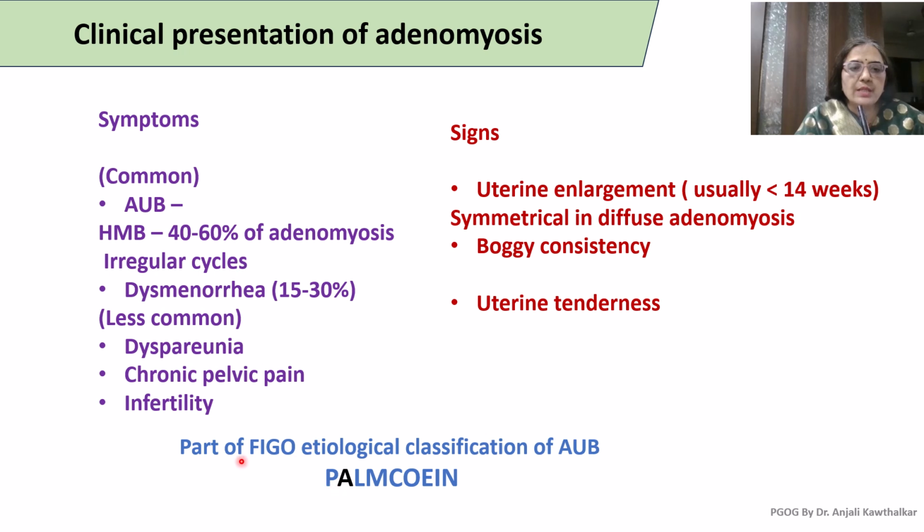Now this adenomyosis, as I said, is part of the FIGO etiological classification of AUB. It is in the PALM. PALM is structural causes, COEIN is non-structural causes of abnormal uterine bleeding. Out of this, polyp, adenomyosis, leiomyoma, and malignancy and hyperplasia are the structural causes, and adenomyosis forms one of the structural causes of abnormal uterine bleeding, which was proposed in 2011 by FIGO as an etiological classification of abnormal uterine bleeding.